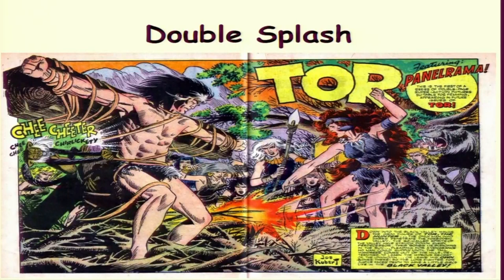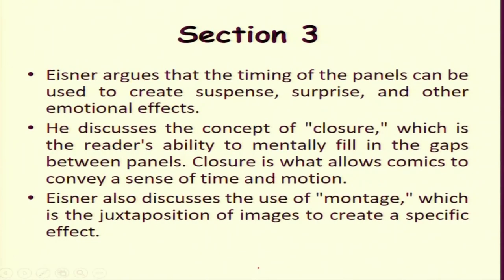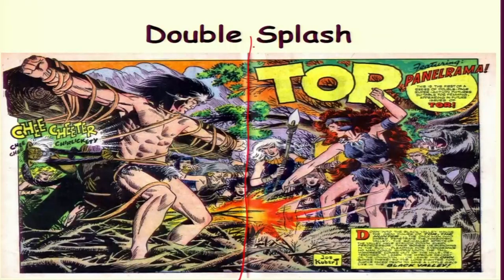Now, we have a double page spread, right? Which means a two page panel that is used for a particularly important or dramatic moment in the story. In this kind of panel, you see there is no gutter, which means there is no space. Generally we expect that there will be a gutter on the page, but here there is none. It is called a double page spread, a two page panel used for a particularly important or dramatic moment in the story.